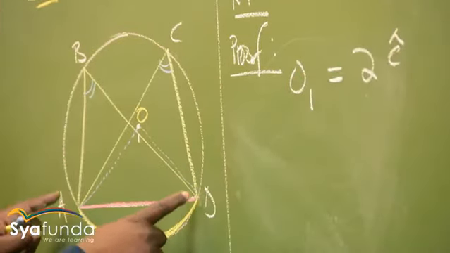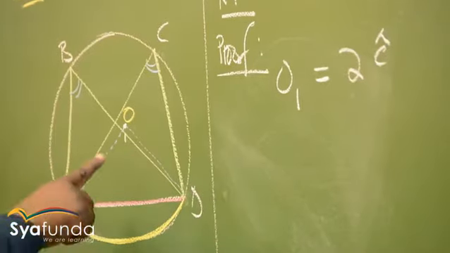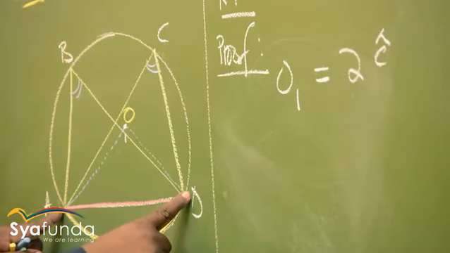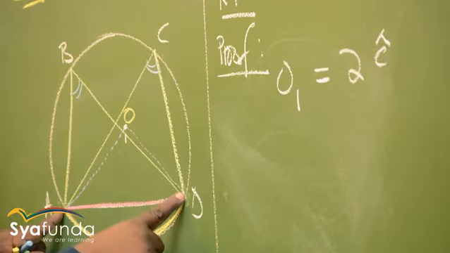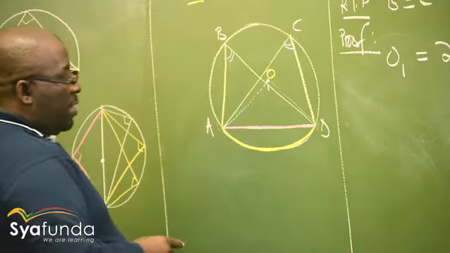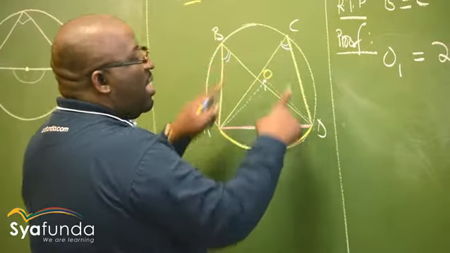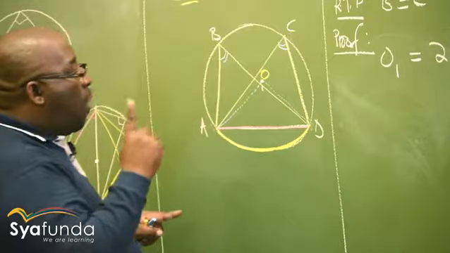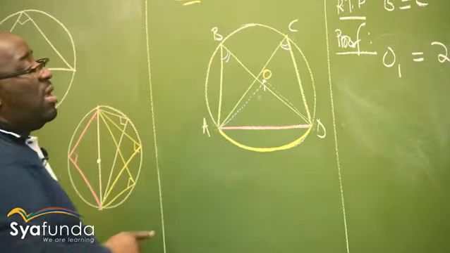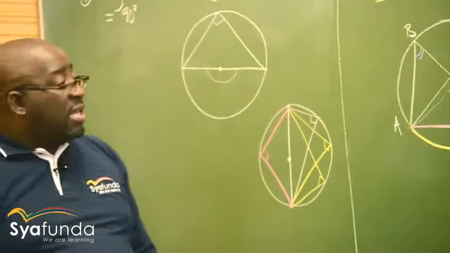Why is O1 2 times angle C? Because they're both subtended by this arc AD, or by this chord AD. This one is at the center, the other one is at the circumference. This arc subtends this one at the center. It also subtends that one at the circumference. So angle O1 is equal to 2 angle C. Why is that? Center theorem.